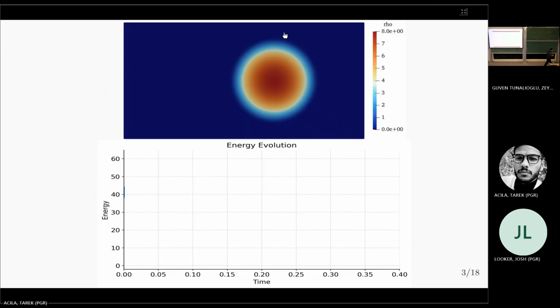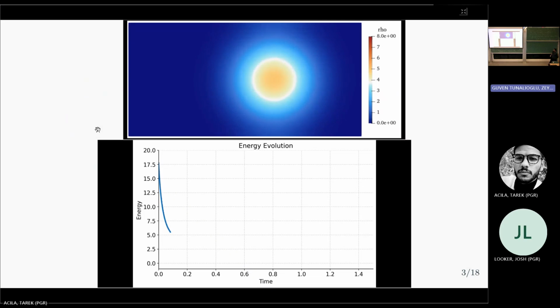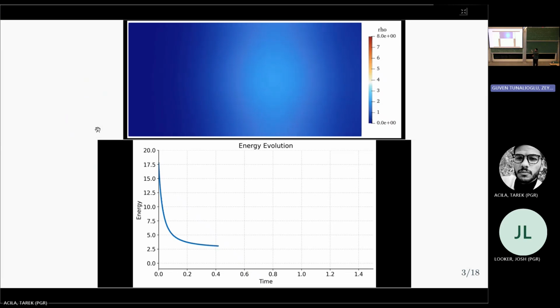Let's check that. Okay, so you can think of maybe, I don't know, like a drop of food coloring in water, and it starts diffusing. And you can see as the mass is diffusing, the energy is going down. We are going towards an equilibrium state. All right.